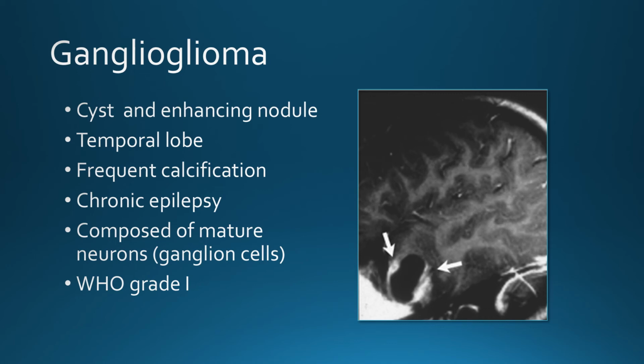The typical appearance is a cyst with an enhancing nodule. They most often occur in the temporal lobe, but they can occur anywhere. Calcifications are very frequent. They typically have a history of chronic epilepsy. The tumors are composed of mature ganglion cells, and they're WHO grade 1.